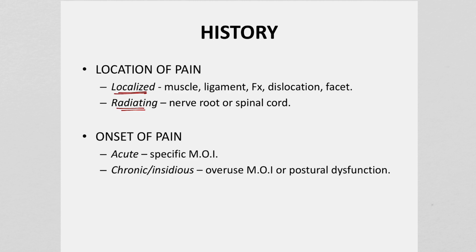Our localized anatomical structures, most often patients will report local pain with muscle, ligament, fracture, dislocation, facet. And then with radiating, you already know, it's going to be spinal cord, nerve root, all of which can occur as a result of a disc pathology, for example, a stenosis would be another example, or a space-occupying lesion. Last but not least, the onset of pain is most often associated with the mechanism of injury. So they can be acute, right? Very traumatic, sudden onset, or it can be chronic or insidious, which is most often coupled with an overuse injury or some type of postural dysfunction, such as forward head deviation.